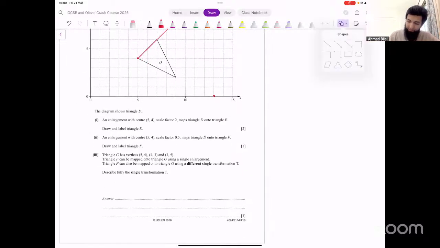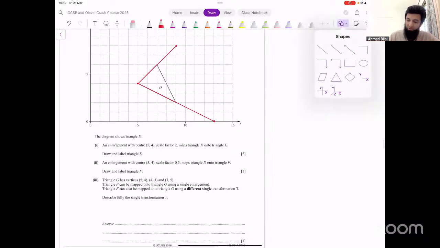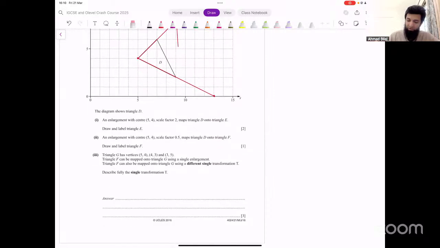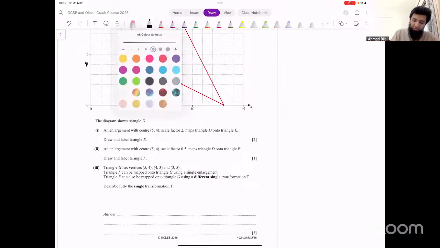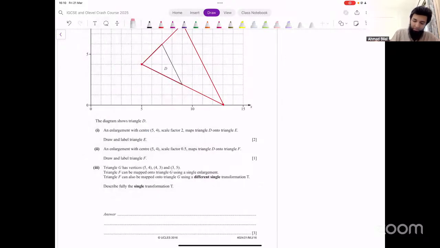This is your enlarged triangle with scale factor 2 and center of enlargement at the point 5 and 4. Okay, that's what it looks like. This was 4. So this point here is 5 and 4. This is what we get.